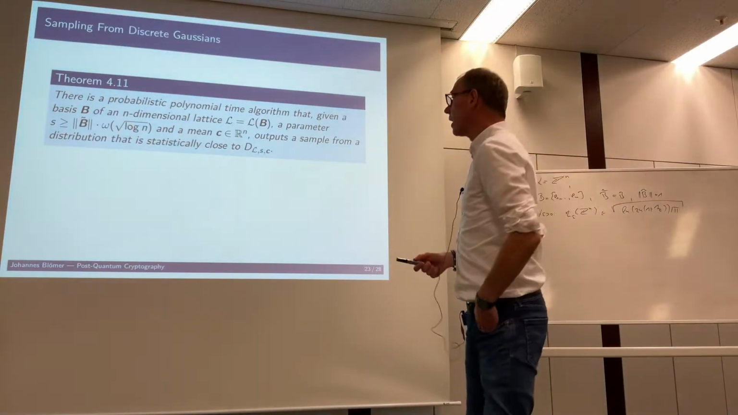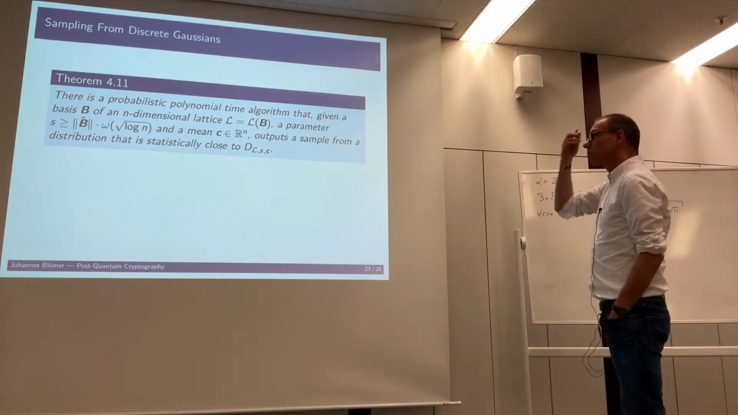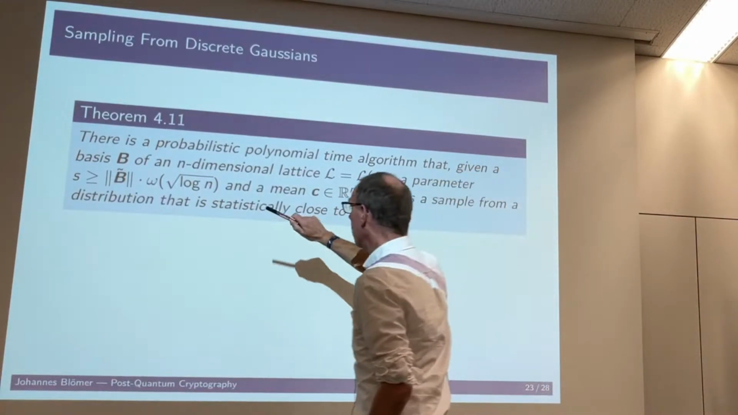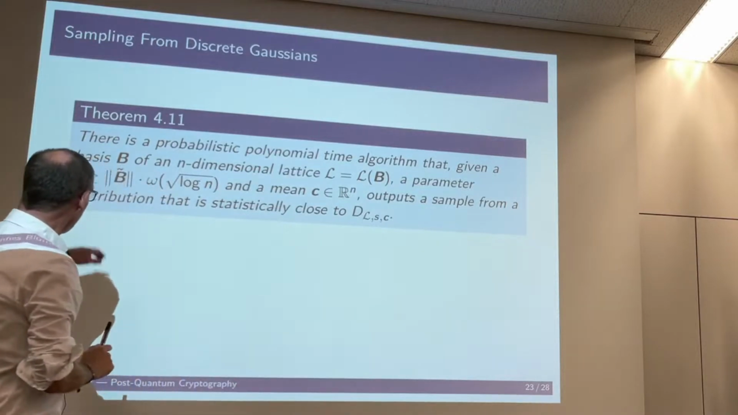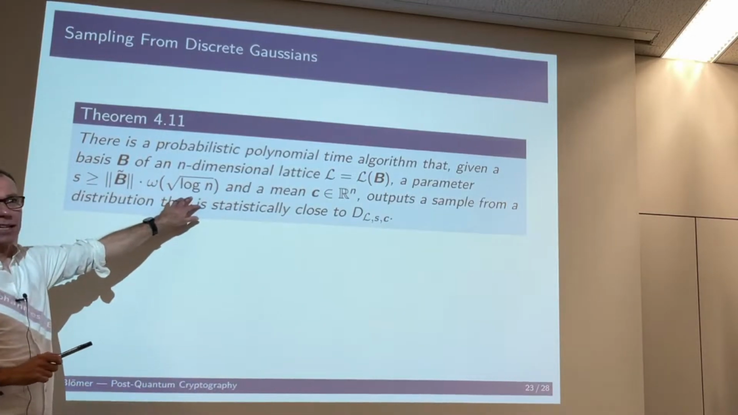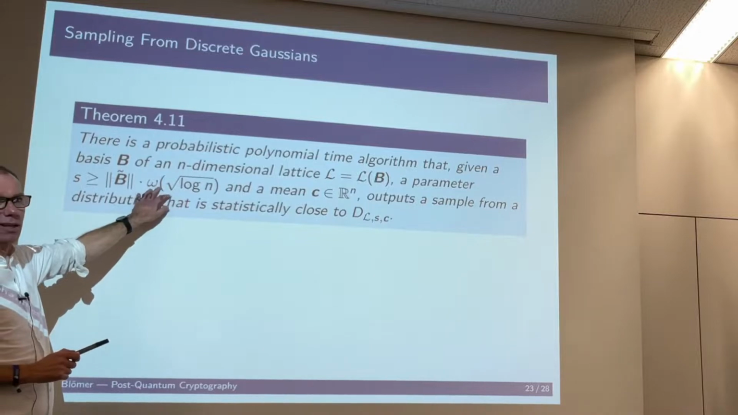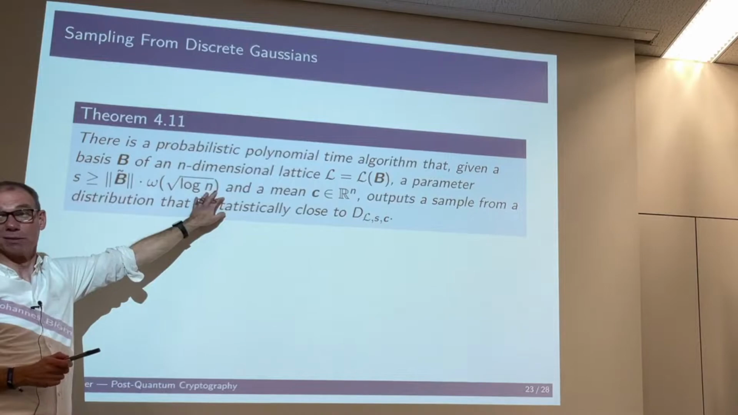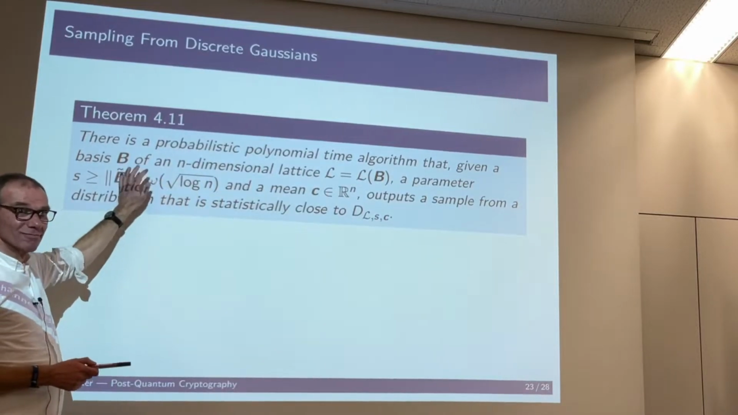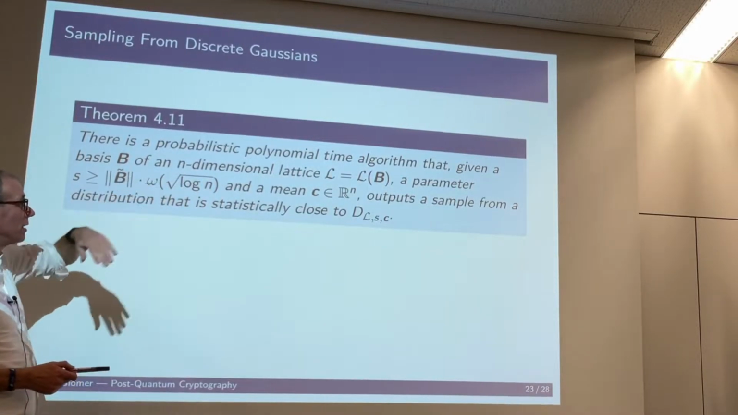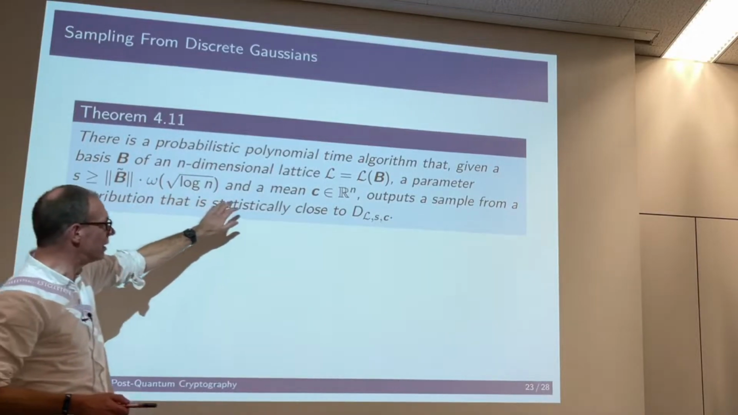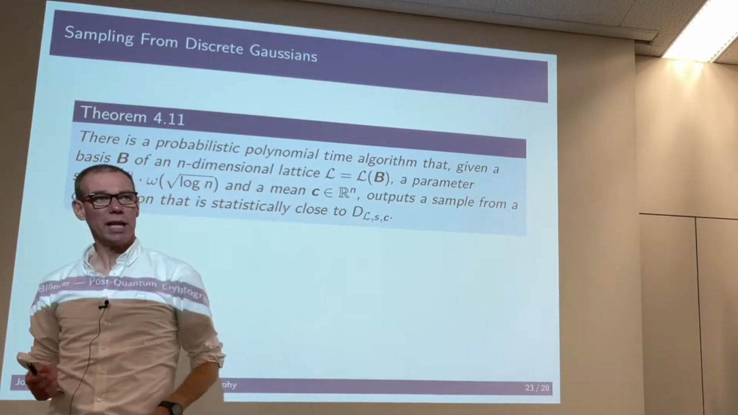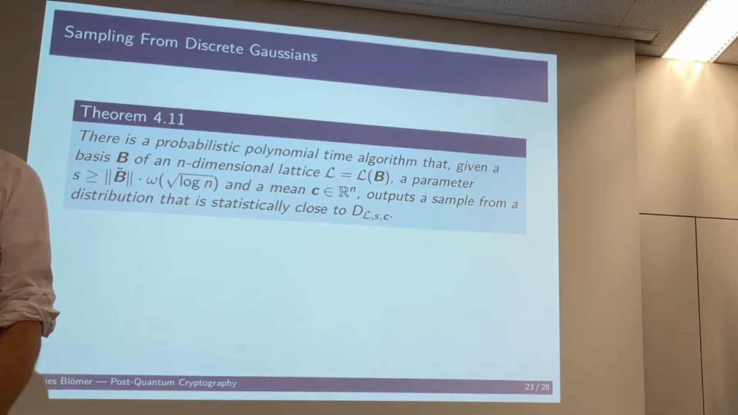And the first one says, our first theorem says that there is a probabilistic polynomial time algorithm that given a basis B of an n-dimensional lattice and a parameter S, again, so this S should be larger than this, which we know is larger than the smoothing parameter, outputs a sample from a distribution that's statistically close to this guy here, to the distribution D_{L,S,c}. Okay?